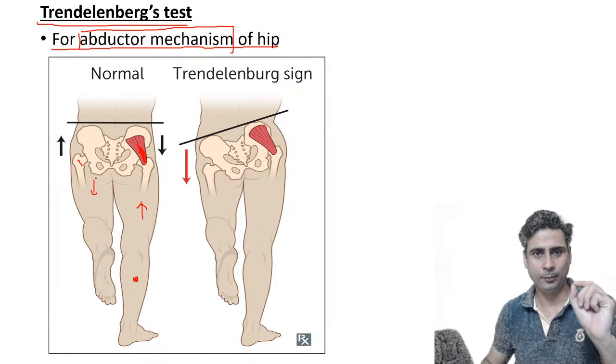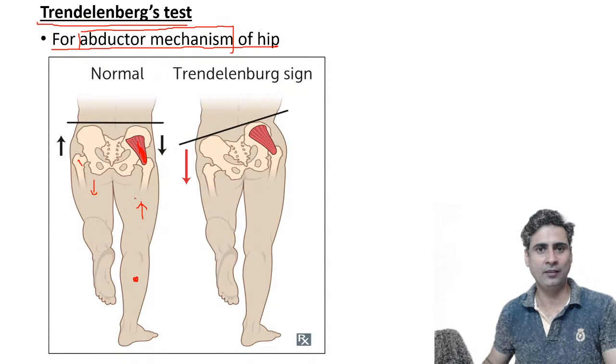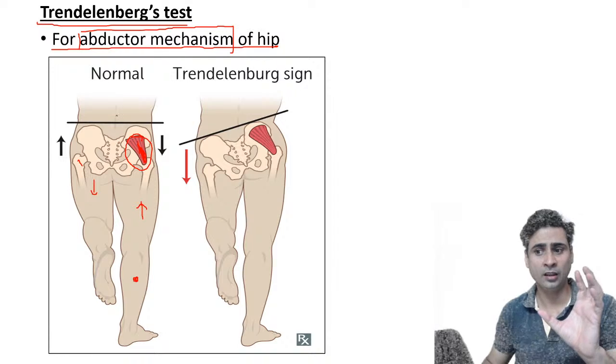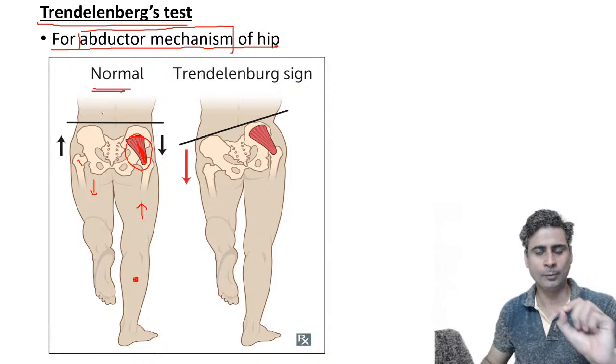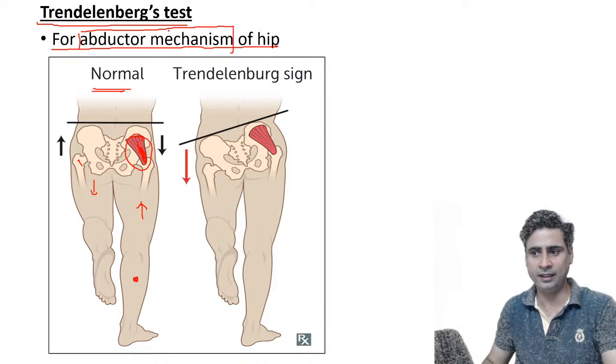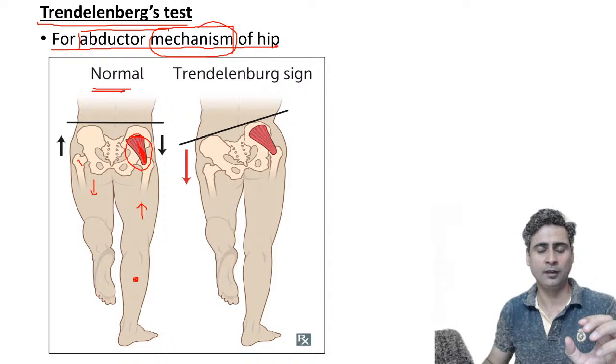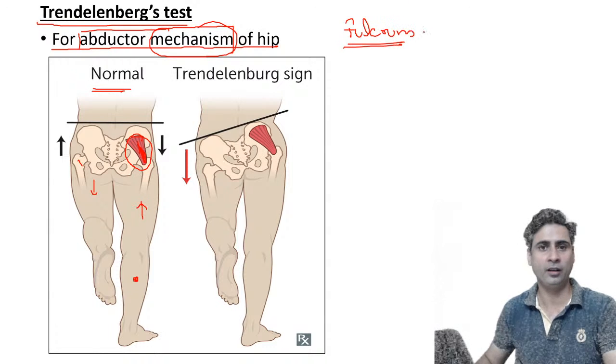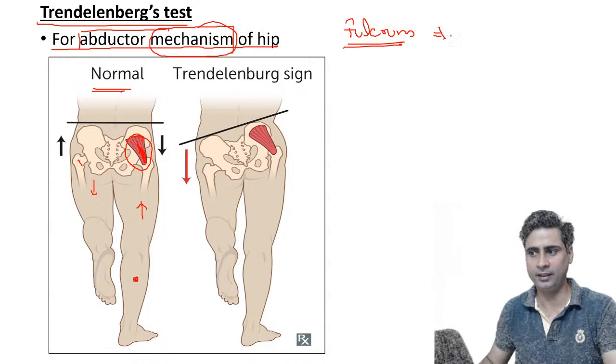So on bearing weight on one limb, the opposite side pelvis is prevented from sagging down by these abductors. So this is the normal mechanism. Now in this normal mechanism, there are various parts involved for the proper abductor mechanism to act. First, there should be a fulcrum, at which point movement is occurring, and the fulcrum here in this abductor mechanism is the hip joint.